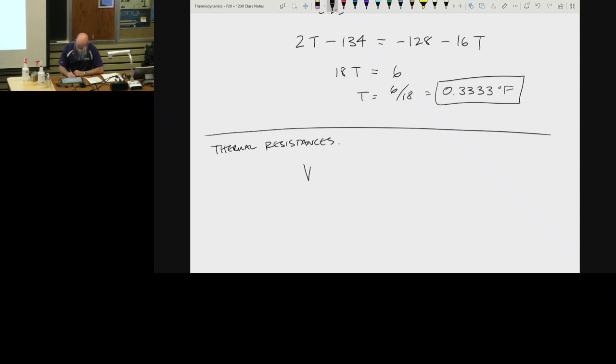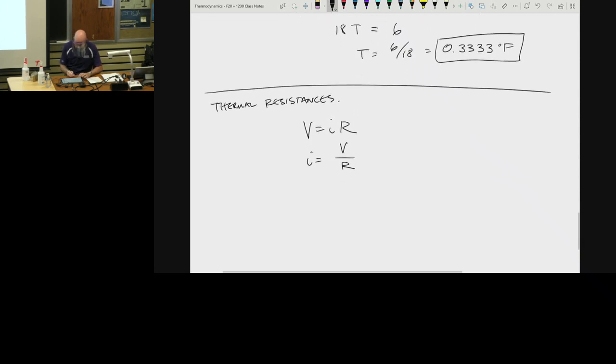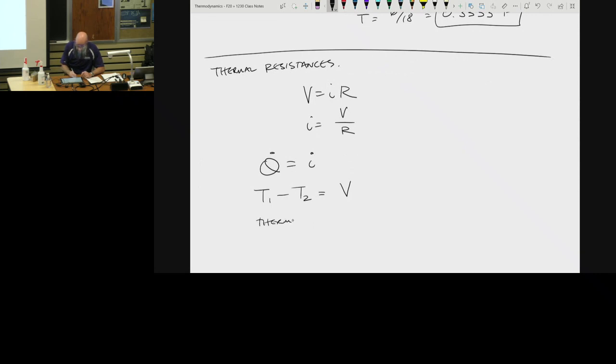Okay, we know that voltage is equal to current times resistance. If you're a mechanical engineer, often when you see circuits, you kind of seize up a little bit. But we know this, V equals IR. We are going to say current is equal to V over R. And we're going to make an analogy to thermo. We're going to say that the heat transfer rate is going to be equal to our current. T1 minus T2 is going to be equal to our voltage. That's what's driving things, the temperature difference, just like voltage drives things. And then we're going to have a thermal resistance, which is equal to our thermal. Okay, so how does this work?